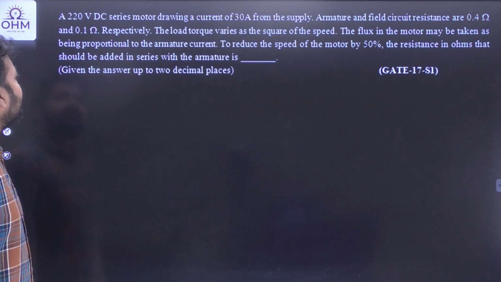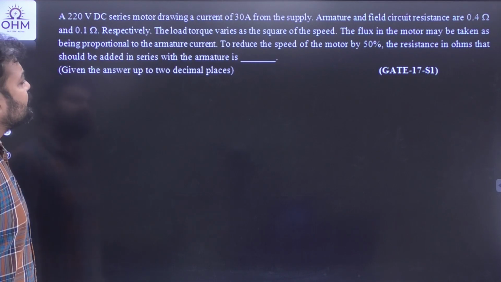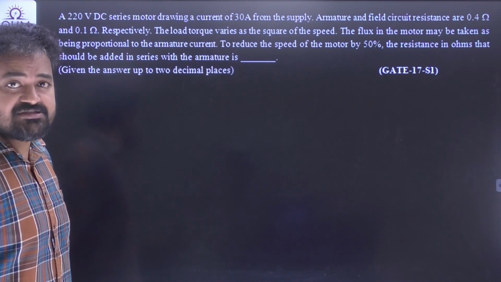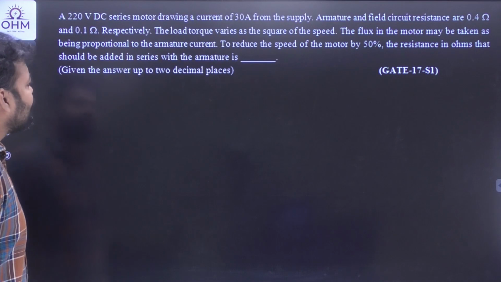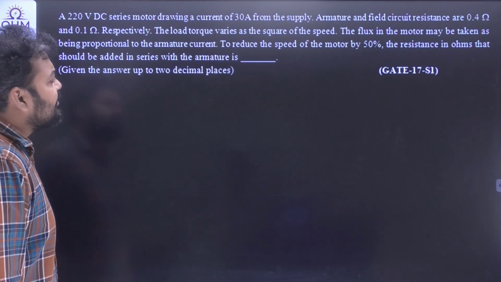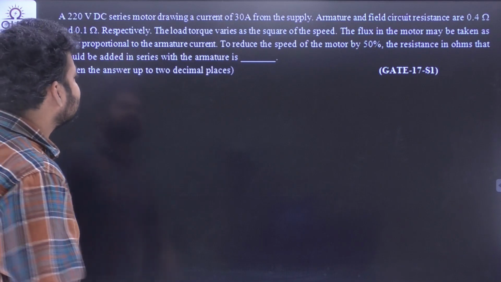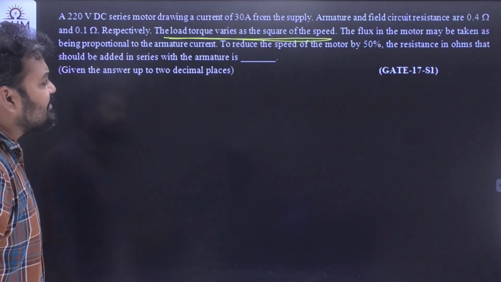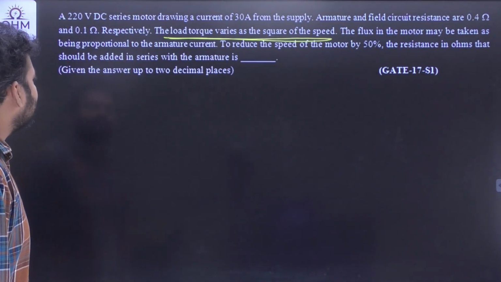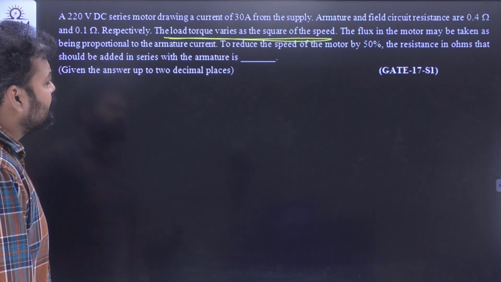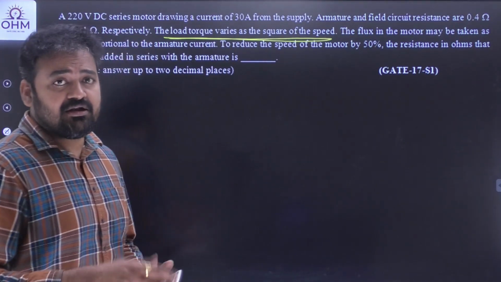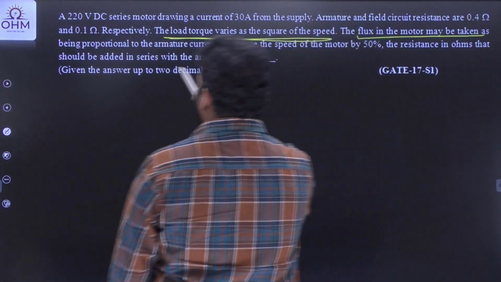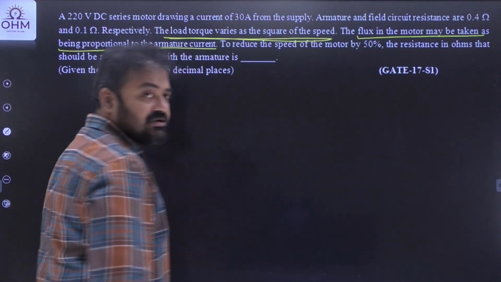So read the problem. A 220 volt DC series motor drawing a current of 30 ampere from the supply. Armature and field circuit resistances are 0.4 ohm and 0.1 ohm respectively. The load torque varies as the square of the speed. This is important. Load torque is varying as a square of the speed. The flux in the motor may be taken as being proportional to armature current. Yes, we know in a series motor, field current and armature current both are same. That's why flux is not only proportional to field current, it is also proportional to armature current.